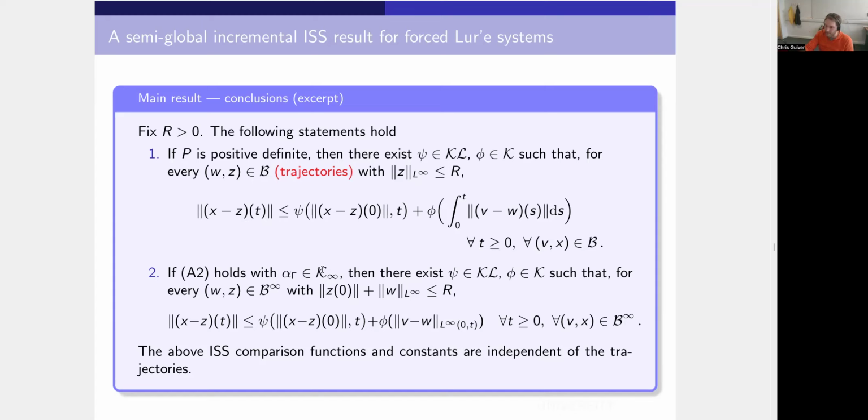And if in fact my lower bound of my sector alpha gamma is in K infinity, then I get an incremental ISS estimate. And crucially, because I've used the earlier Lur'e inclusion result, the comparison functions are independent of the trajectories, which is crucial for us. Okay, good. So B, just to restate it, is the collection of trajectories, so pairs, input state pairs. The input is assumed locally integrable, locally L1, gives me a state. And B infinity is where the input is also locally L infinity. So my L infinity norm is fine and makes sense.